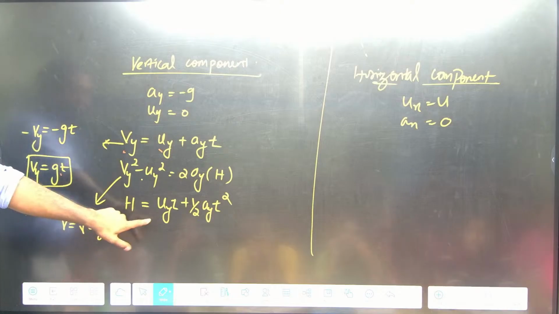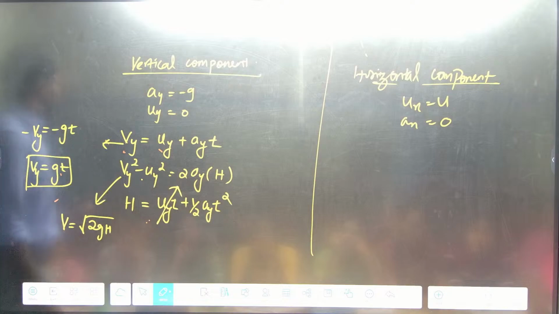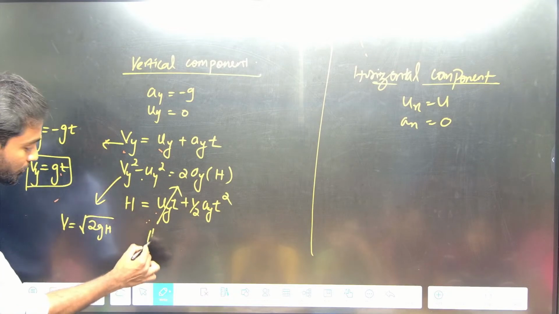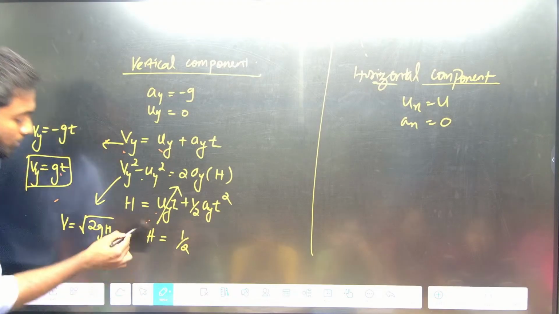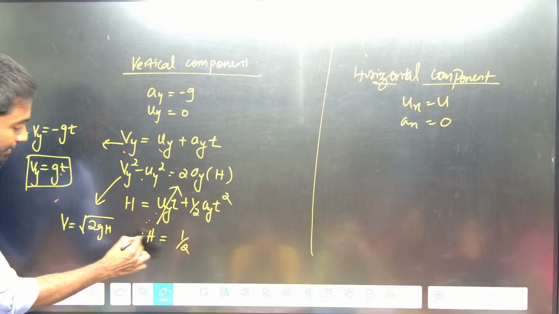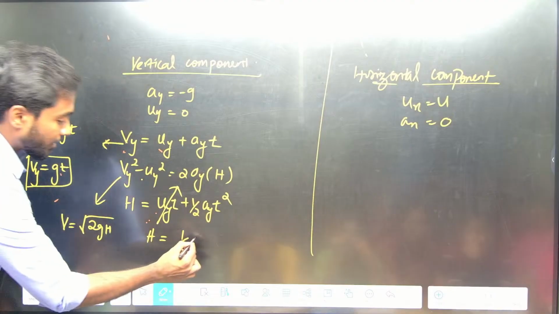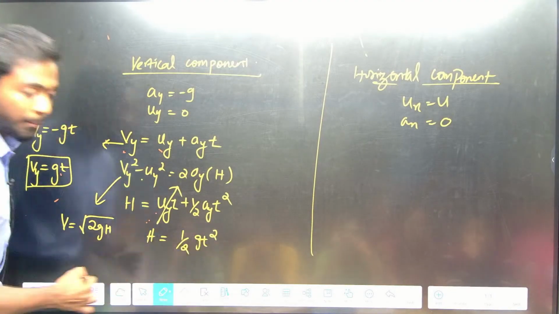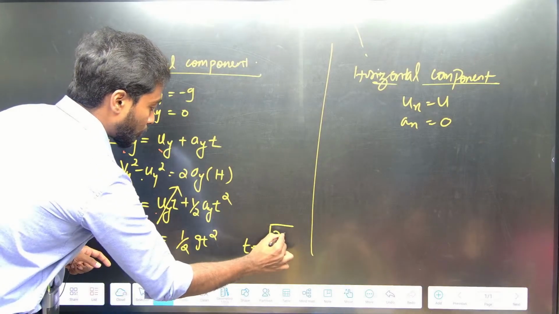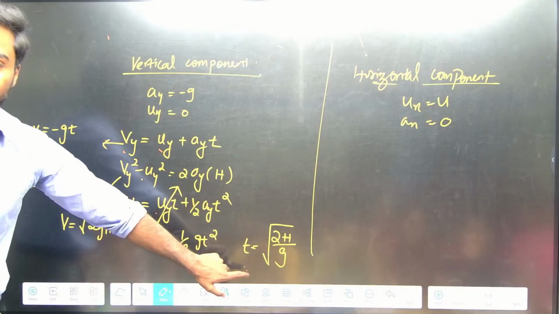So what about this one? It will get cancelled off because initial velocity is 0. So h will be equal to 1 by 2. h is also in the downward direction, from up to down I am calculating. So minus h. So this also has a minus. Minus minus will get cancelled off. So half into gt square. So t will be equal to root over 2h by g. Any doubts here? This formula also we have seen.